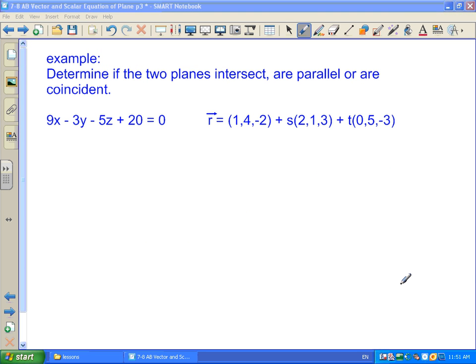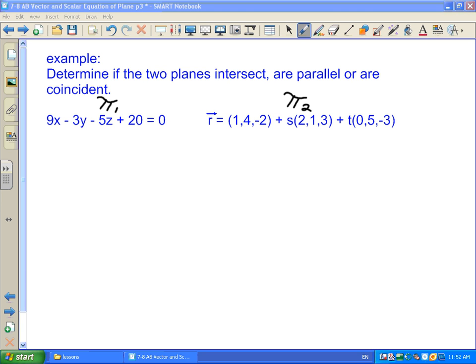So here's an example. Determine if the 2 planes intersect, are parallel, or are coincident. Now, if they intersect, we are not going to find the intersection. We're going to leave that until the next lesson. We are just going to check and see which of these 3 situations applies here. So when we're labeling planes, I'm going to call one of them plane 1, using the Greek letter pi, and the other one we will call plane 2.